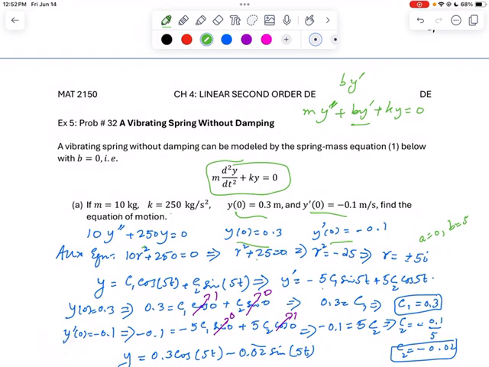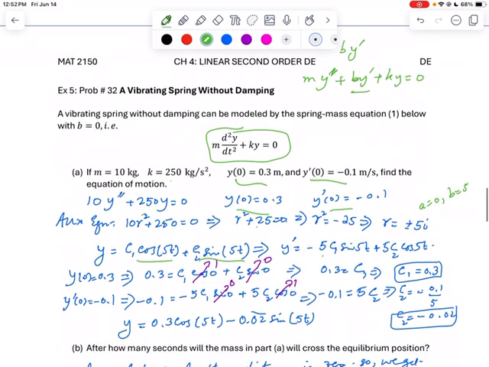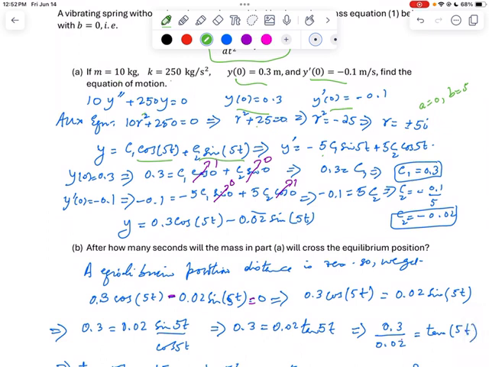Now I differentiated here. There is no product rule here because we have only one term here and one term here, so you get the derivative. Now plug in the initial conditions. We end up getting c1 is equal to 0.3, and from the second condition we get c2 is equal to negative 0.1 over 5, which gives us negative 0.02. So the equation for this system is this one.